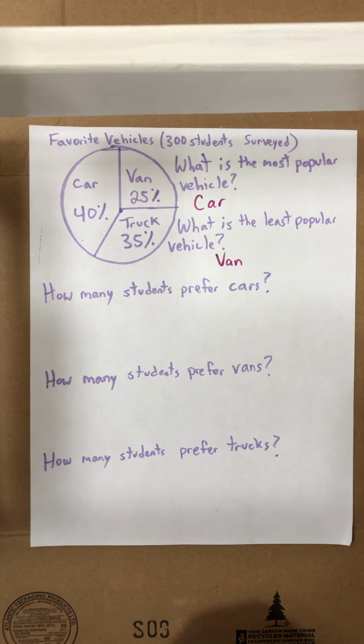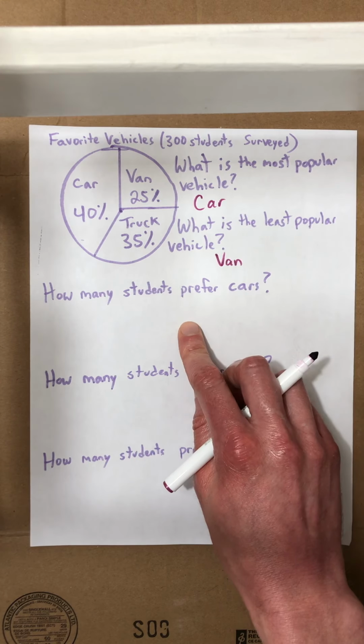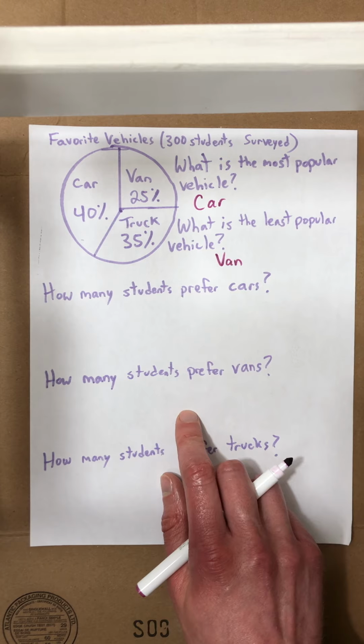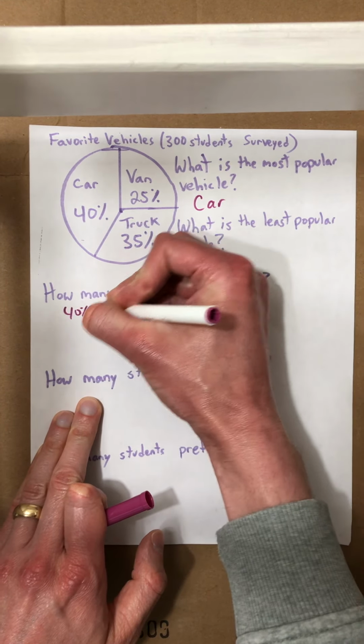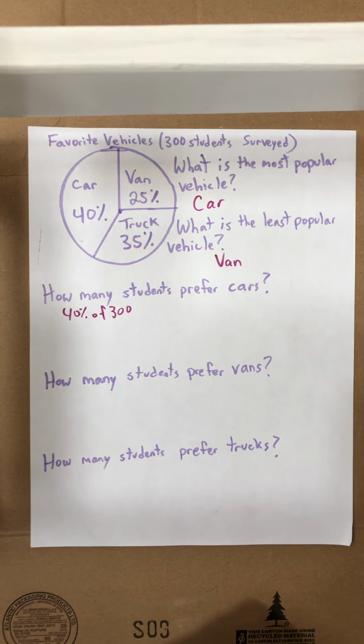How many students prefer cars? Now this is a tougher one. We know 300 students are surveyed. We have that there in the title. And we know that it was 40% who prefer cars. So what we have to do actually is we have to find 40% of 300. It's that kind of question. It's really a percent question.